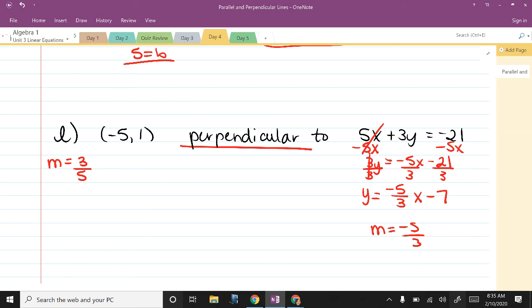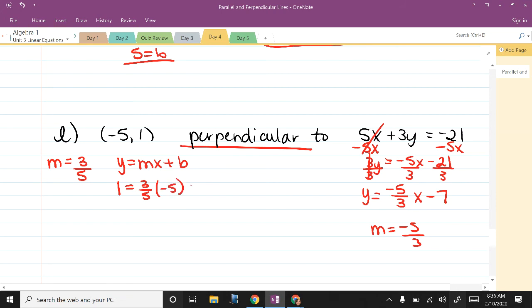Okay, so now I plug in -5, 1 to y equals mx plus b with my new slope. So what goes in for y? What goes in for m? What goes in for x? -5 plus b. All right, top times top, bottom divided by bottom, or you can cross cancel, is what? So 1 equals -3 plus b.